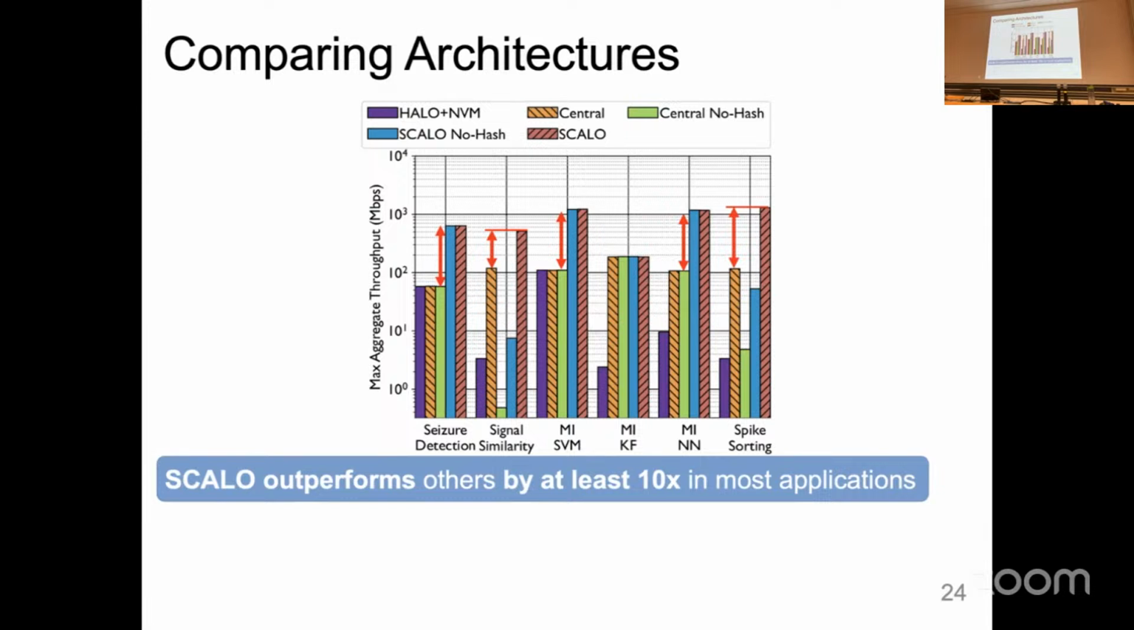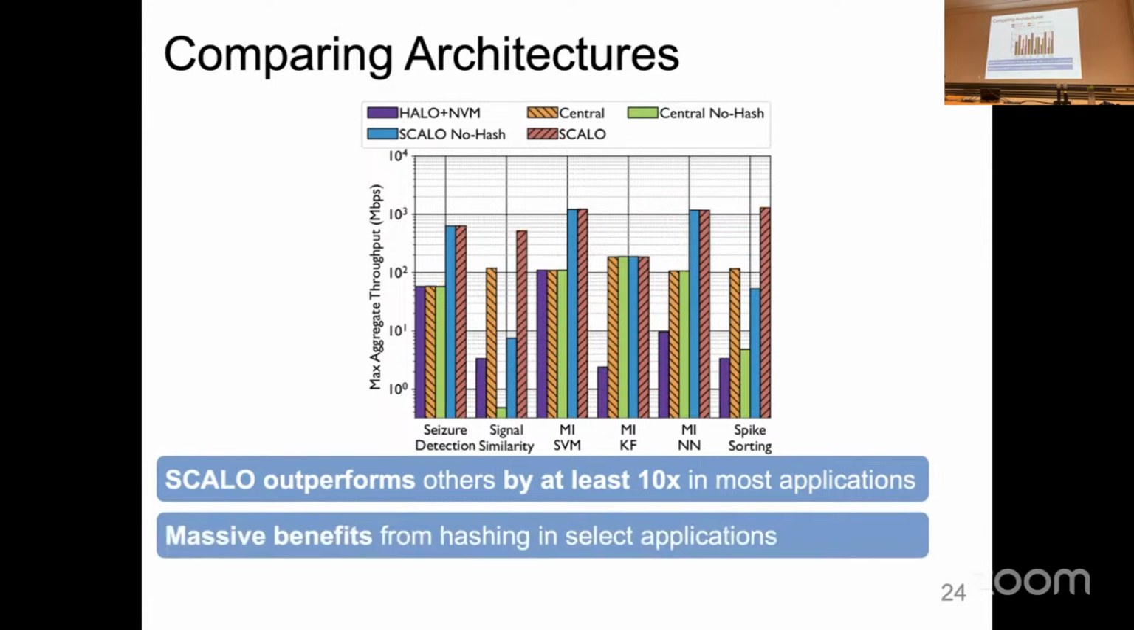Then we can also see massive benefits from hashing in select applications, specifically signal similarity and spike sorting. This is because these are the ones that use the hashes, right? I've shown before the signal similarity, which was part of this seizure propagation analysis. Here we can see roughly 100x, about 2 orders of magnitude, increase in maximum throughput.